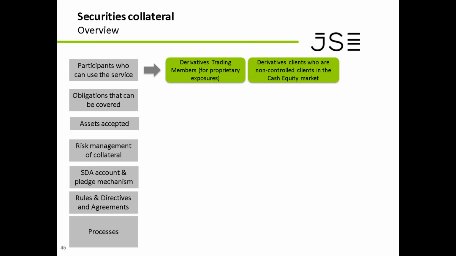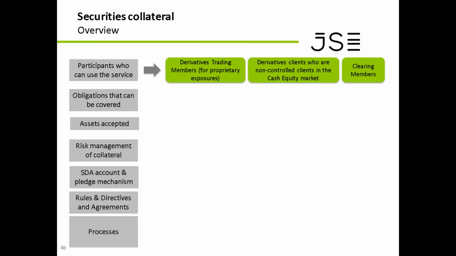Maybe I can just mention that when we talk about pledging collateral, securities, it's going to be slightly different to the way things work today. Today the JSE calls the clearing member, the clearing member calls the trading member, and the trading member calls the clients. With securities collateral, the client pledges directly to the JSE, and then the JSE will just call for the net amount from his clearing member. So that's just something to be aware of.